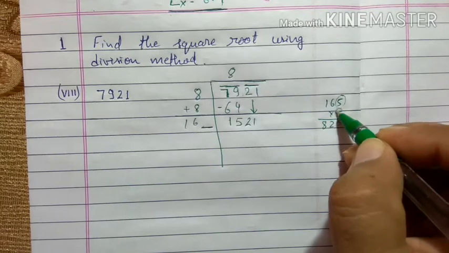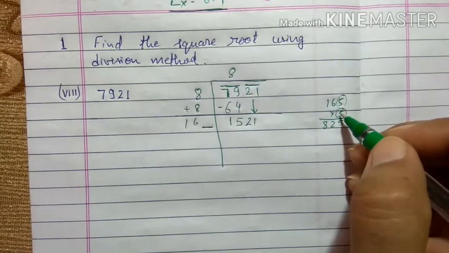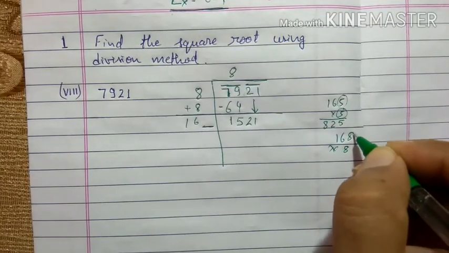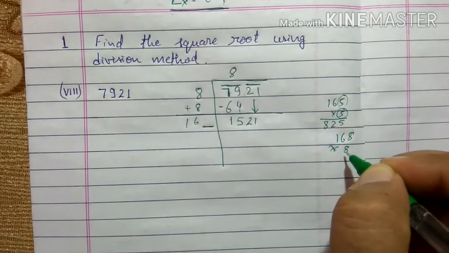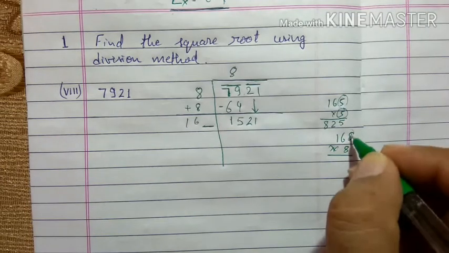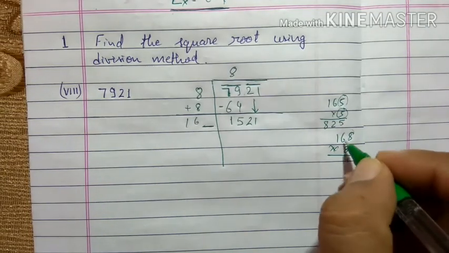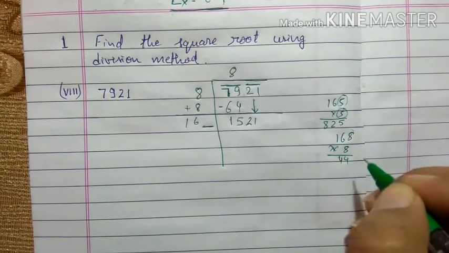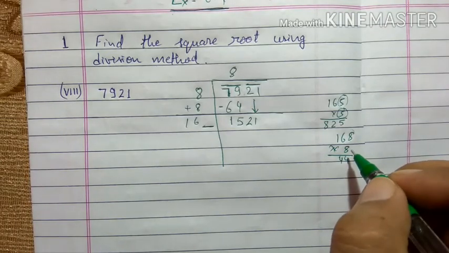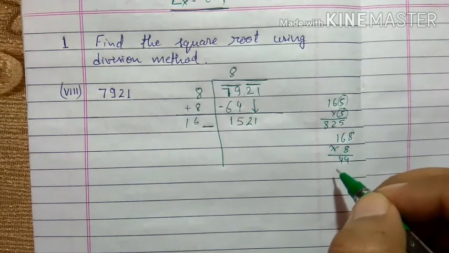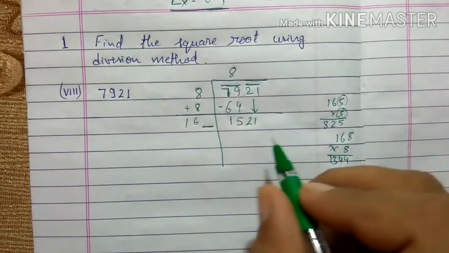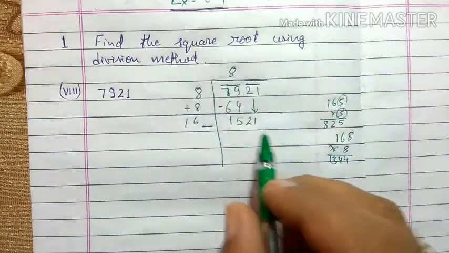We have to take some other digit here. So if we take 8, so 168 into 8, whatever digit we are taking here, by the same digit we have to multiply. So 8 eights are 64, 8 sixes are 48, 48 plus 6 is 54. Then 8 ones are 8, 8 plus 5 is 13. So 1344, that is also less than 1521.